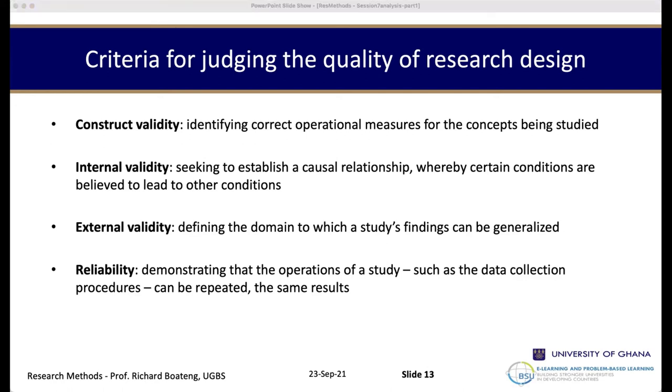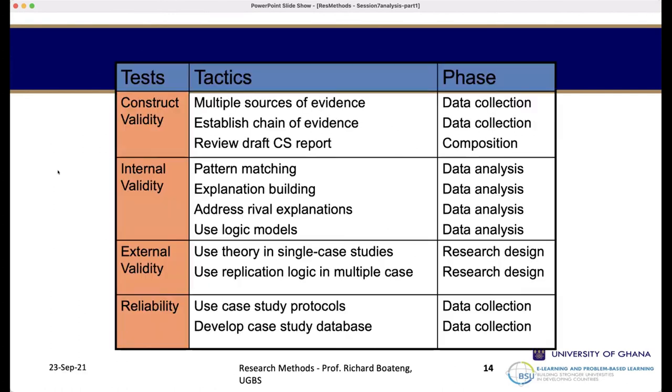So to be able to achieve all of these, we have certain principles that have to be satisfied, or tactics. For construct validity, we have multiple sources of evidence, establish a chain of evidence, and also review your draft case study report as you're writing it. Internal validity, because you want to show that something occurs before other things can occur, you need pattern matching to support that, explanation building.